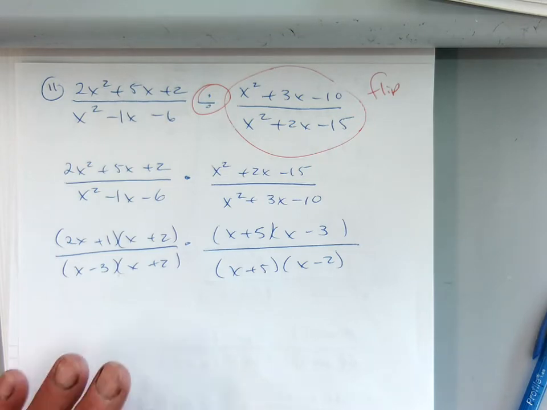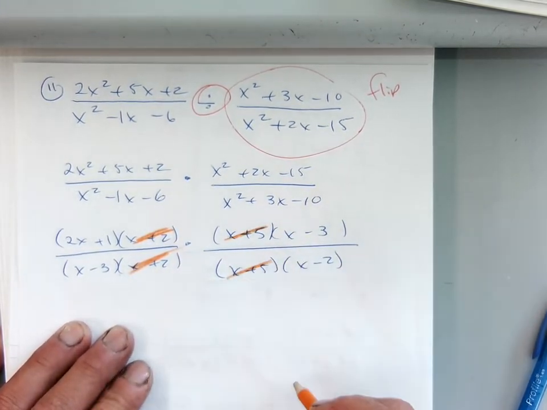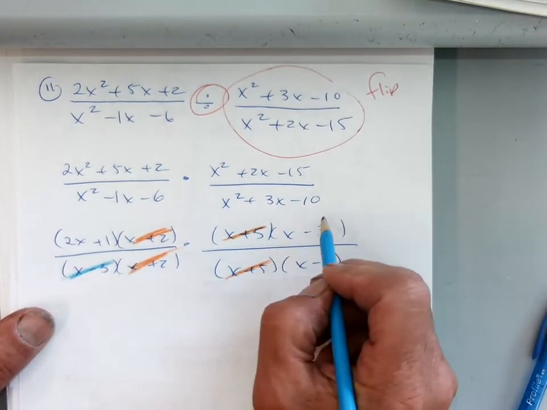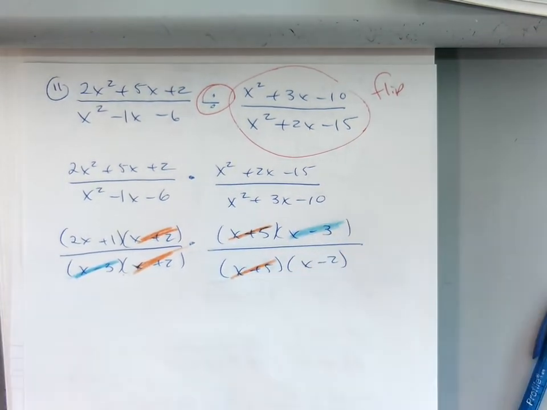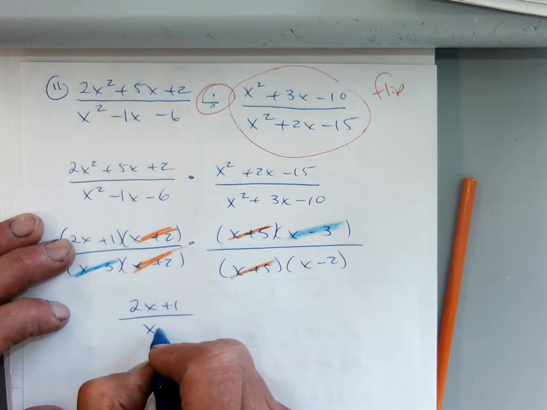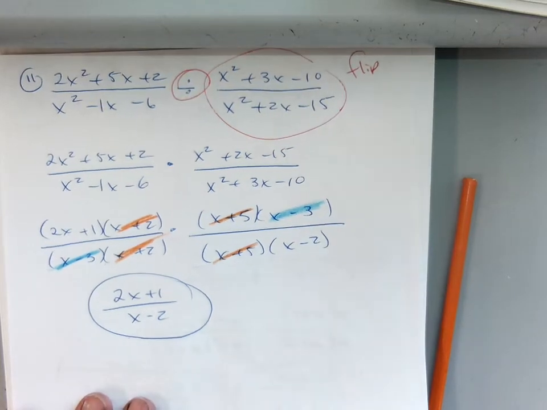All right, lots of stuff to cancel. X plus 2 with an x plus 2. X plus 5 with an x plus 5. Way over here even, x minus 3 with an x minus 3, okay? So a lot of stuff canceled. What's left is my 2x plus 1 over x minus 2. Ta-da! That's it. Yeah, but we're going to get it done. Okay, all right. Turn the page.